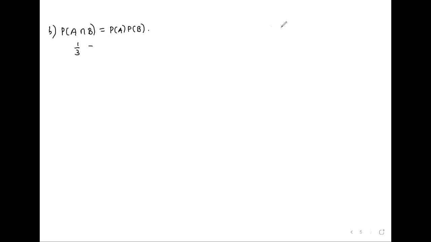Okay, let's look at the next concept. Two events A and B are said to be independent if the probability of A intersection B is equal to the product of the probability of A and the probability of B.